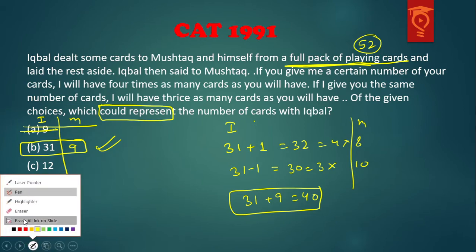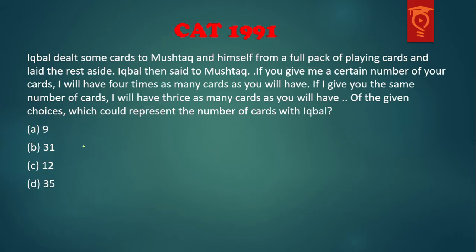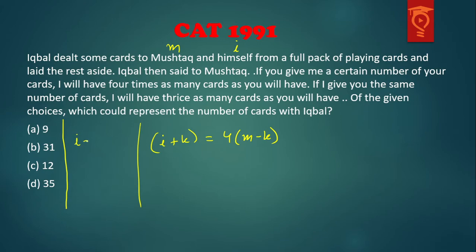Now let us do it with an equation, which might satisfy you more. So let Mushtaq have M cards and Iqbal have I cards, and the cards they are transferring to each other be K in number. I don't know what M is, what I is. I don't even know what M minus I is. I don't even know what M plus I is. All I know is if I receives K cards, then this will be 4 times M minus K, because those K cards came from M only.